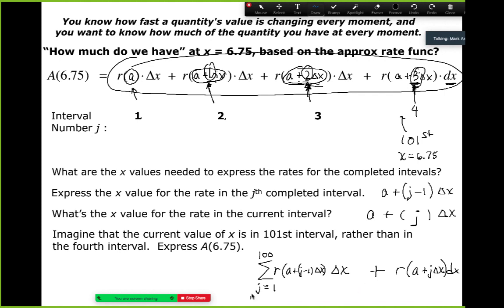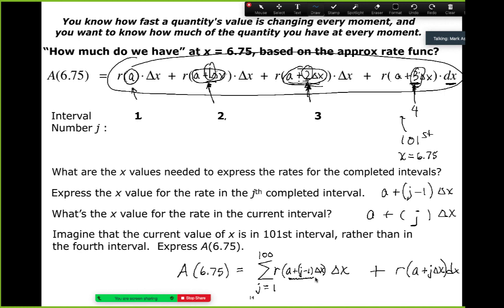Okay, so our one-line accumulation function is taking form here. The sum of all the accumulation from completed intervals plus a little more accumulation from the current interval. Any questions? Did you follow all that, right?